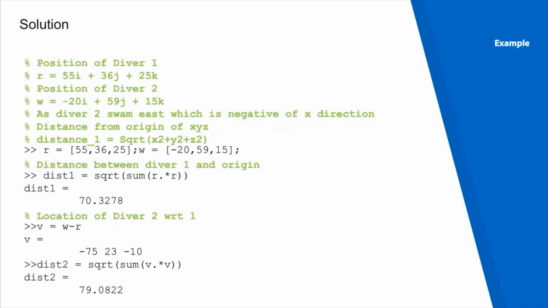This means that to reach diver 2, diver 1 must swim 75 feet east, 23 feet north and 10 feet up along the coordinate direction. The straight line distance between them is denoted by distance 2, which is approximately 79 feet.